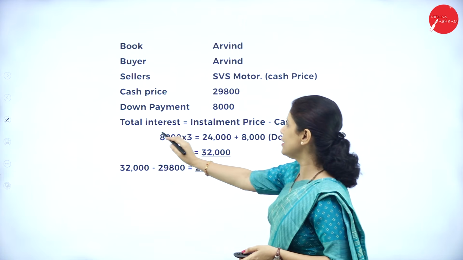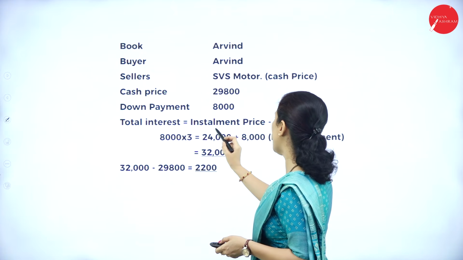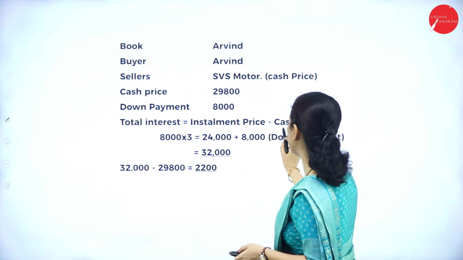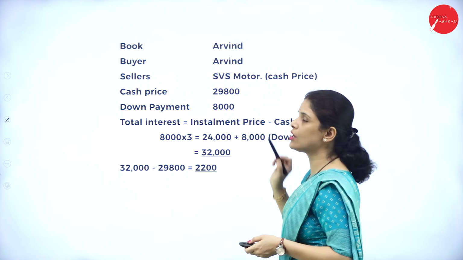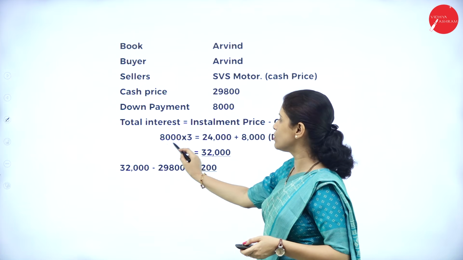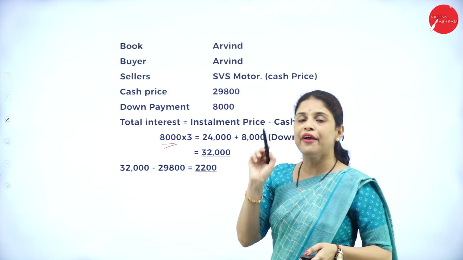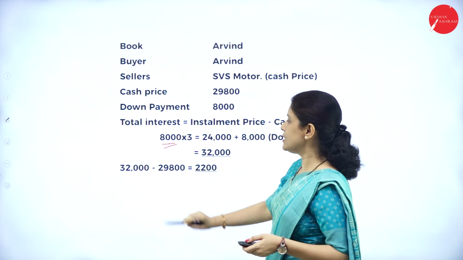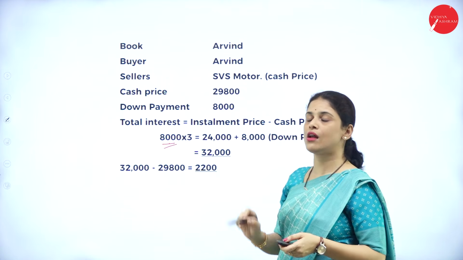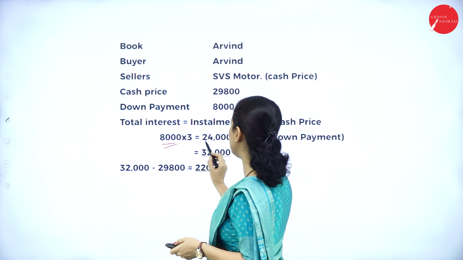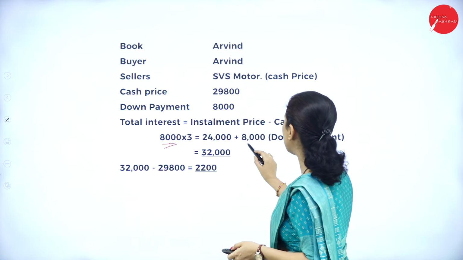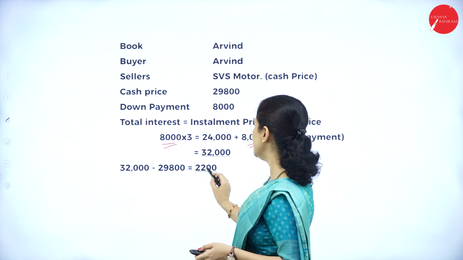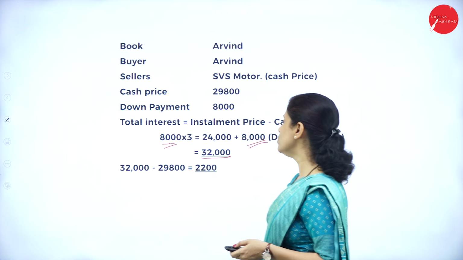That is, we have to calculate the total interest. How to calculate the total interest? Installment price minus cash price. So what does installment price mean? What is this 8,000? Every installment he has to pay 8,000, right? How many installments are there? 3. So it will be 24,000. To that we have to add the down payment. How much is the down payment? 8,000. Then we will get 32,000.